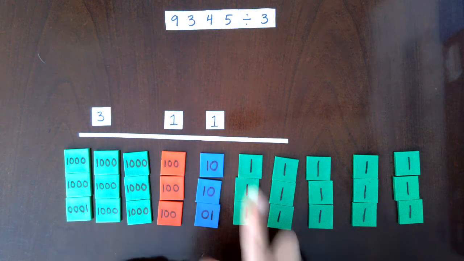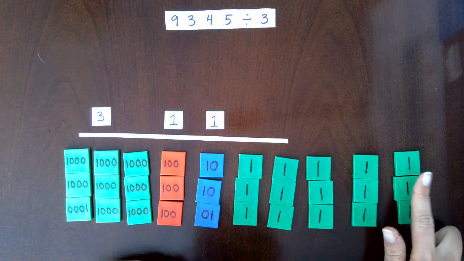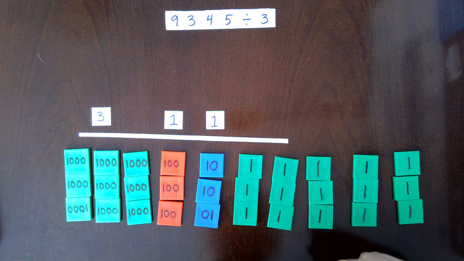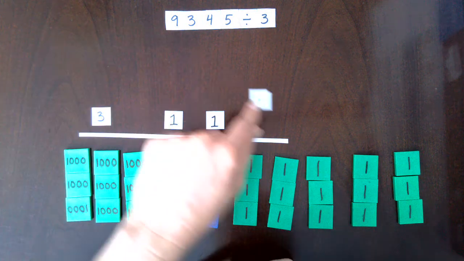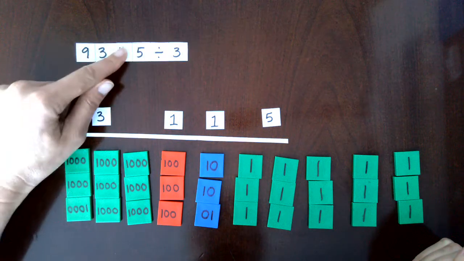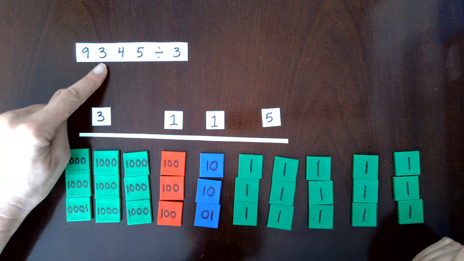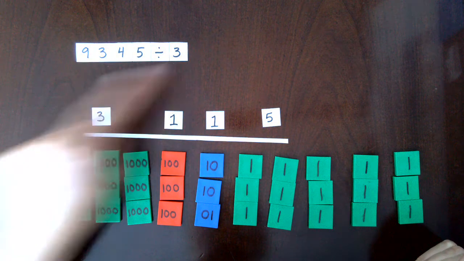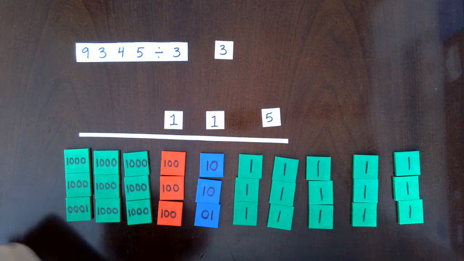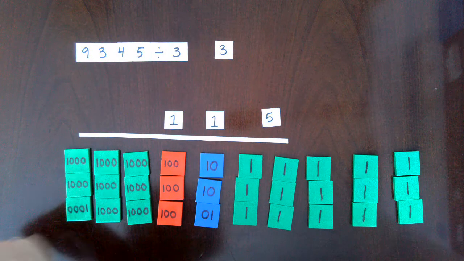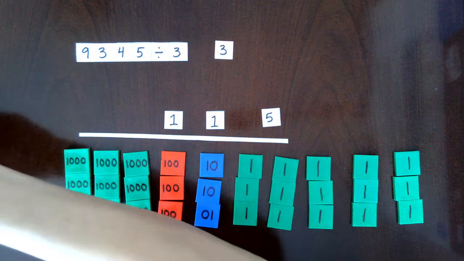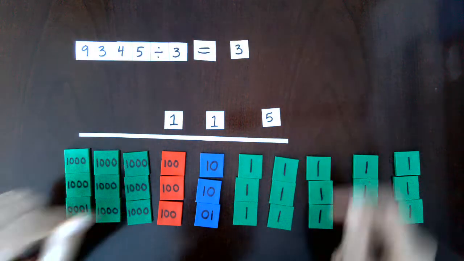All right, so we have 1, 2, 3, 4, 5 groups of 3 we were able to make with our ones stamps. So I'm going to go ahead and write that on a little strip of paper. We have 5 and nothing left over. So 9,345 divided by 3 equals, and I should probably also write a little strip of paper with an equal sign. So let's do that. There we go.